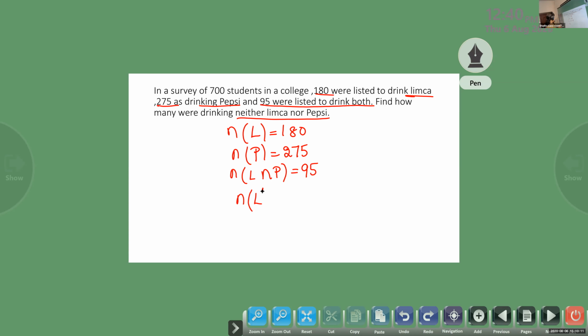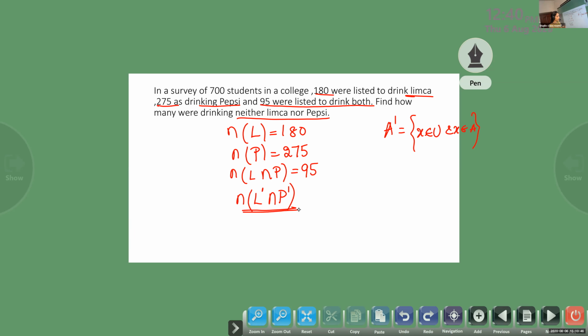Negation means, which is the symbol we are using here? Complement. L dash. Those who are not drinking both Pepsi and Limca. Not means complement. What does A dash mean? It is the set of everything other than A, those x belonging to U which are not in A. So here, not drinking Limca and not drinking Pepsi: L dash intersection P dash.